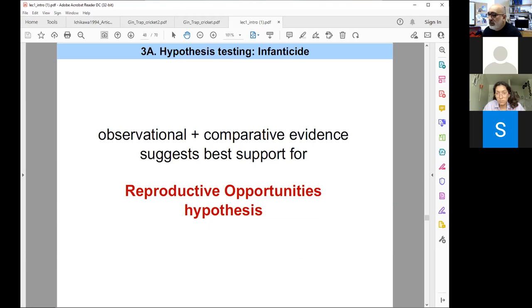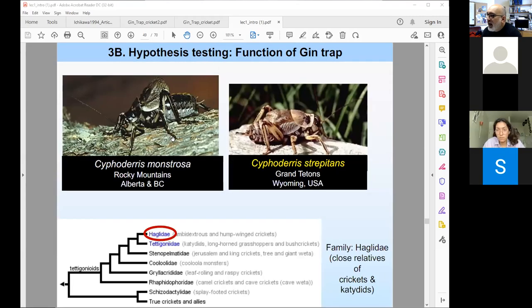No? Okay, it's rather gruesome, and perhaps we should be thankful that humans don't generally behave like this. Okay, here's another example with which we can test some hypotheses. And this is a little bit more complicated.